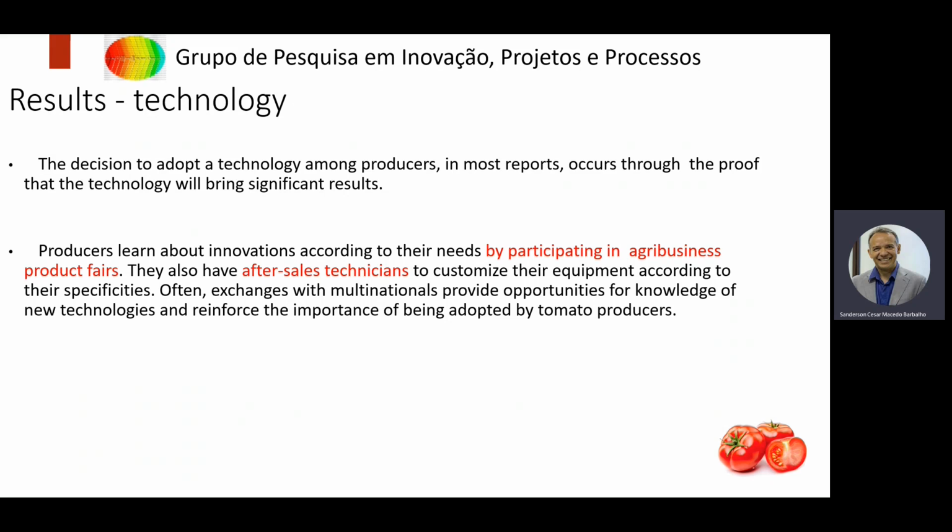The decision to adopt technology among producers, most report, occurs through proof from other producers that the technology will bring significant results. They copy each other. Producers learn about this at agribusiness product fairs. They also have after-sales technicians from the large companies that sell this kind of technology, such as John Deere and New Holland, to customize their equipment according to the specifications of the soil, the weather, the microclimate, and so on. These product fairs are very important for them, and also the observation of neighbors.